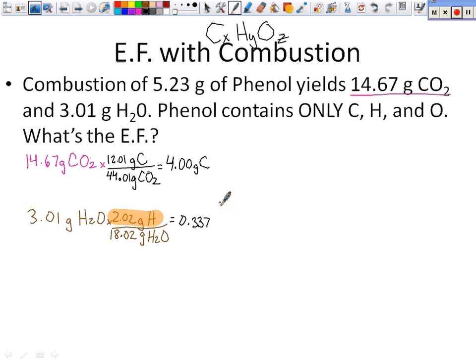Now, do you agree we know the original starting amount of this entire compound? What was it? I know 2 of the 3 parts that made it, correct? What are the 2 parts that I know? I know carbon and I know hydrogen. Well, how do you find the missing link? Just subtract. Yes, sir.